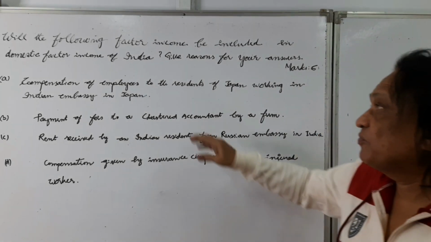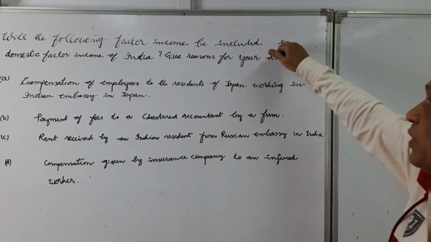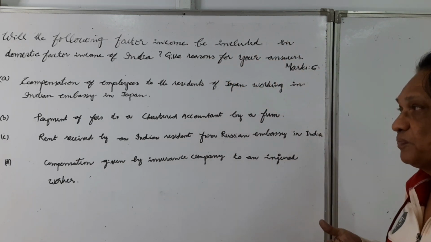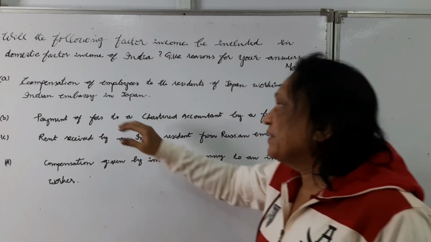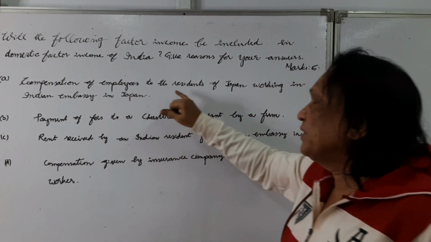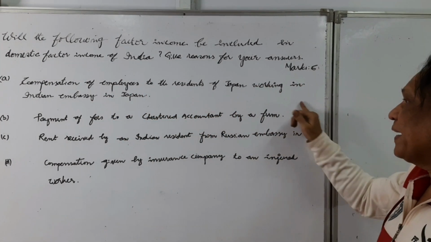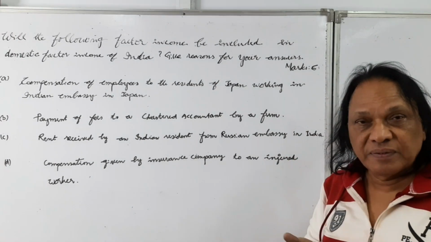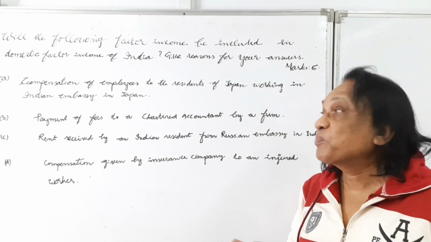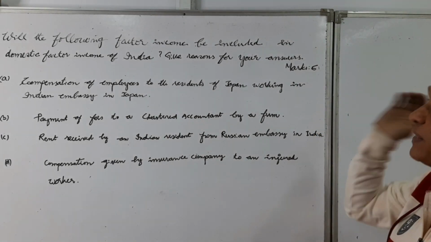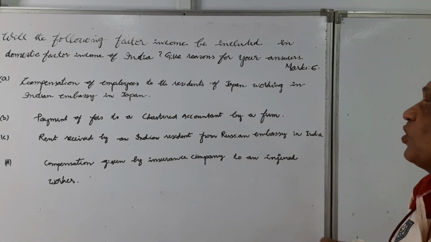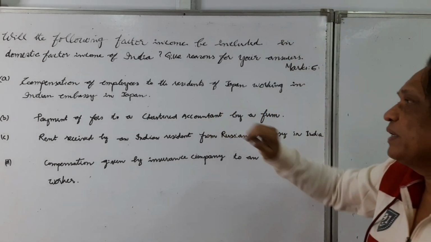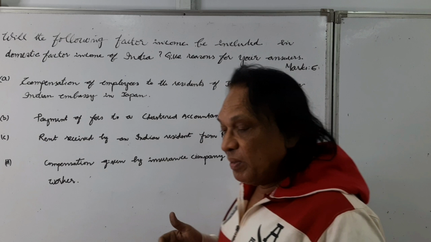The first one: will the following factor incomes be included in domestic income of India? Give reasons for your answer. The first one goes like this: compensation of employees to the residents of Japan working in Indian Embassy in Japan. The people working in Japan, in our Indian Embassy in Japan.